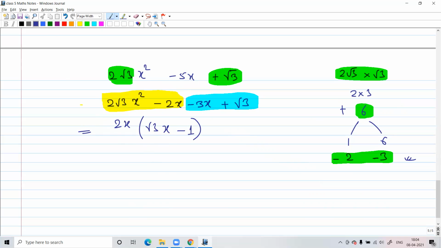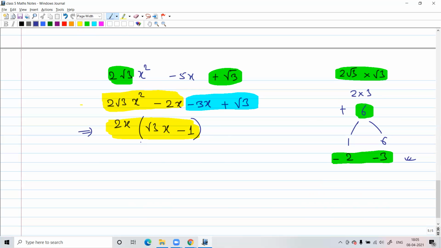Is this part clear? The yellow. These two terms I have got minus 2x, I have taken 2x common. So root 3 into x will be remaining, and from here 2x is already out, so only minus 1 is remaining. Give me a confirmation quickly, guys. All of you are clear with this part? Yes, sir. Sir, can you once again explain it?